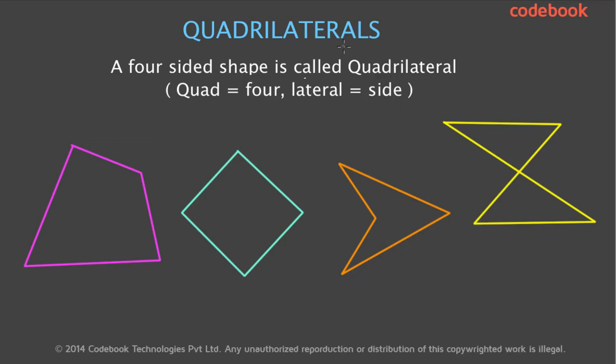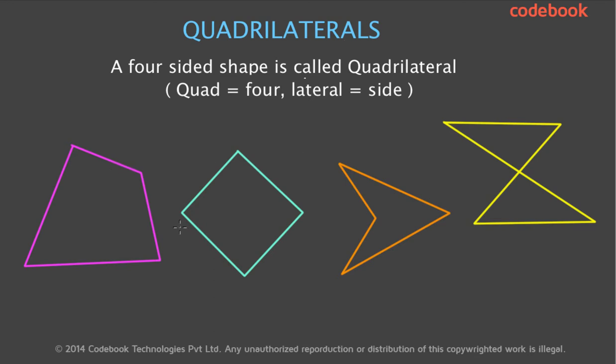In this lesson, we will learn about quadrilaterals. Firstly, let's understand what a quadrilateral is. In Euclidean geometry, a quadrilateral is defined as a polygon with 4 sides and 4 vertices.